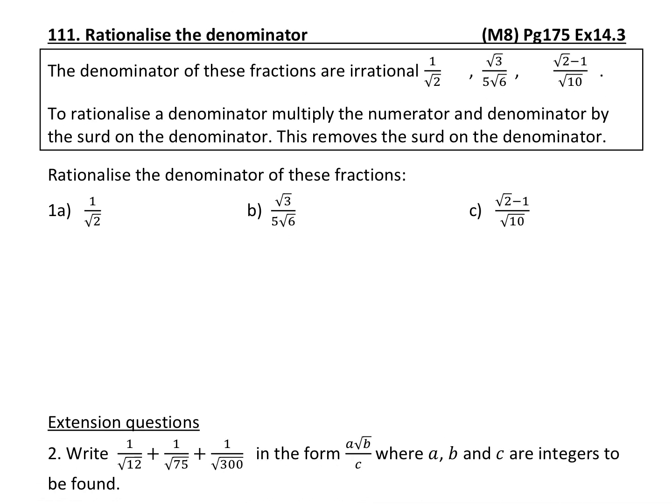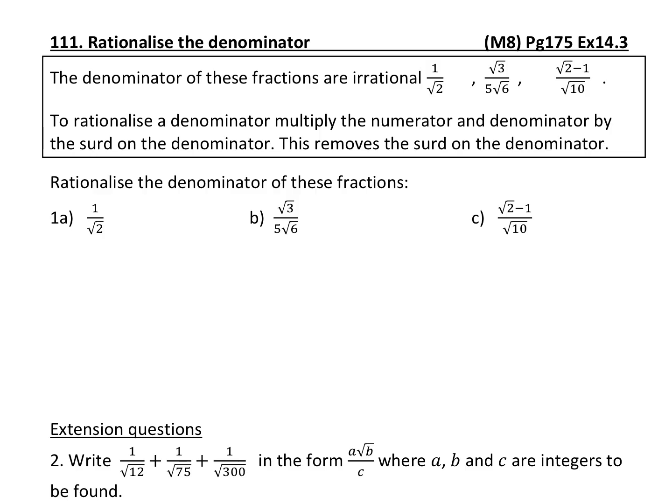Okay, so what is it to rationalise the denominator? Well, the denominators of these fractions are irrational: root 2, 5 root 6, root 10. To rationalise them just means that there will no longer be an irrational number in the bottom, or an irrational denominator. To rationalise the denominator, multiply the numerator and denominator by the surd on the denominator. This removes the surd on the denominator. And if the surd in the denominator is removed, then the denominator will be rationalised.